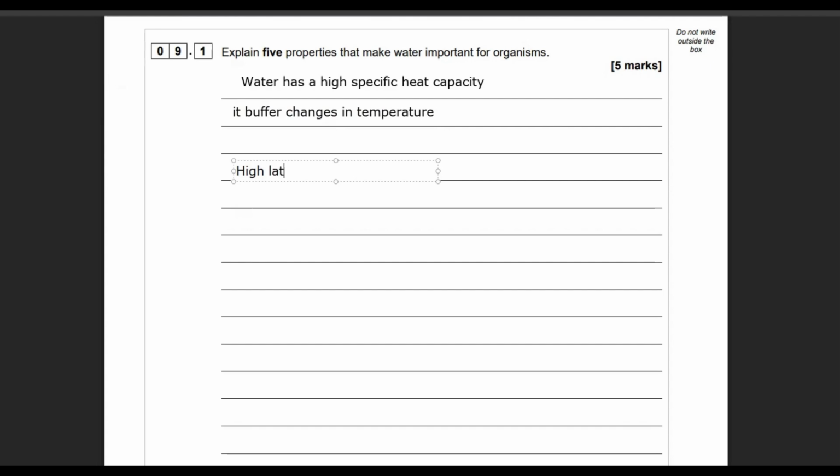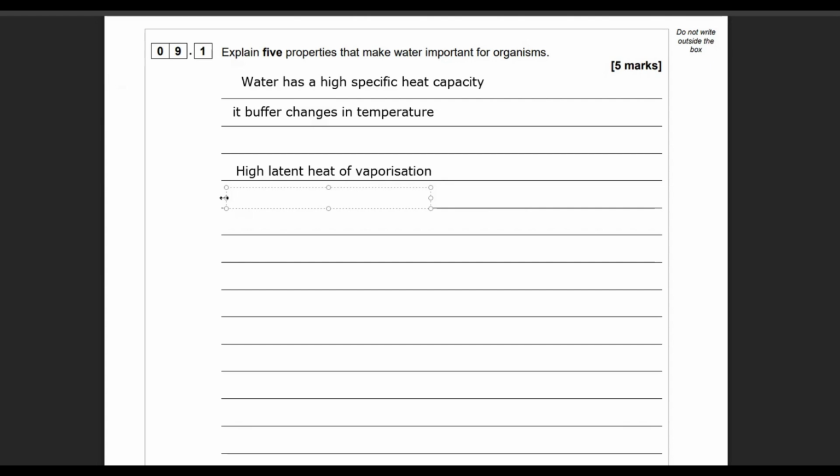It has a high latent heat of vaporization. How does that help? Well, a lot of energy is needed to make the sweat on your body evaporate. It requires a lot of energy to do that. So when those molecules leave your body, they carry away with them a lot of heat energy, and this has a cooling effect on you.